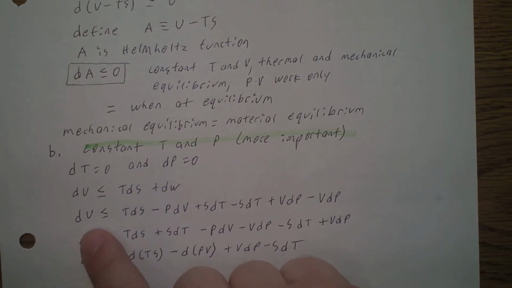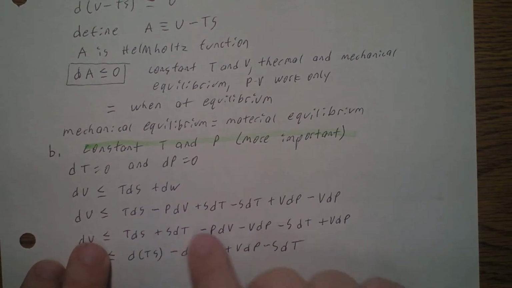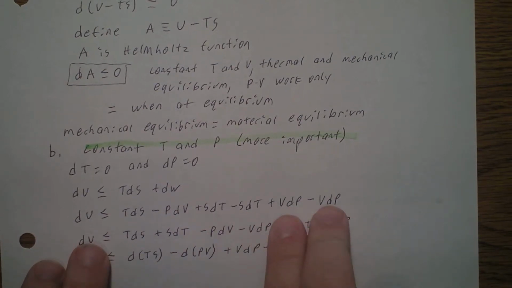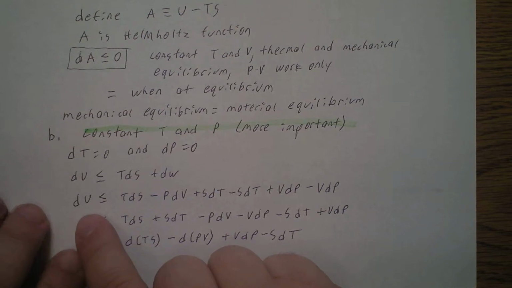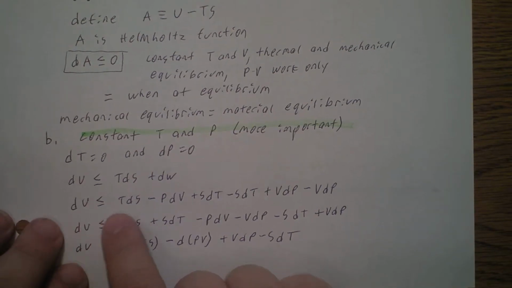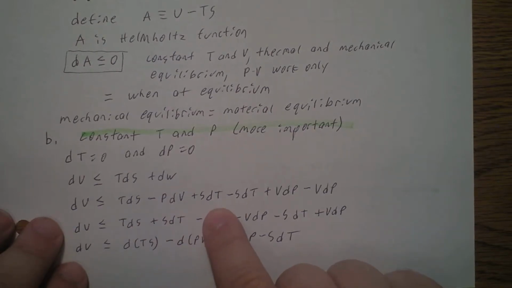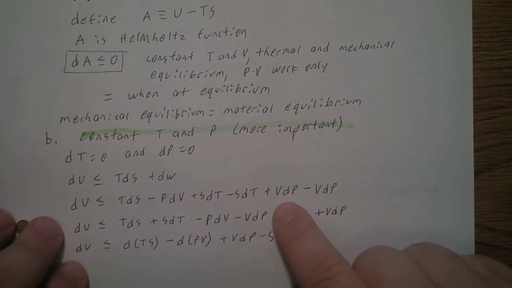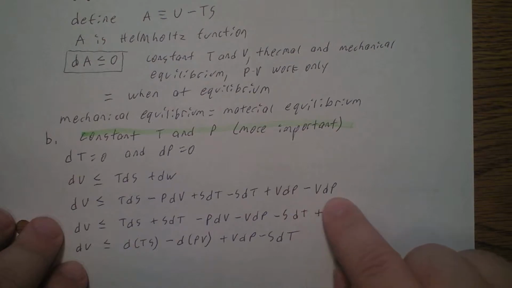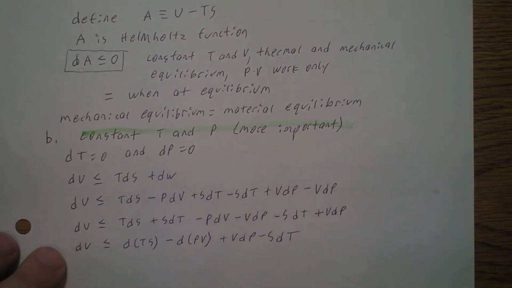So that gives us, we're going to do the same thing we did before. We're going to add 0 and we're going to add 0. So we have the differential of internal energy is less than or equal to temperature times the differential of entropy minus pressure times the differential of volume plus entropy times the differential of temperature minus entropy times the differential of temperature plus volume times the differential of pressure minus volume times the differential of pressure.